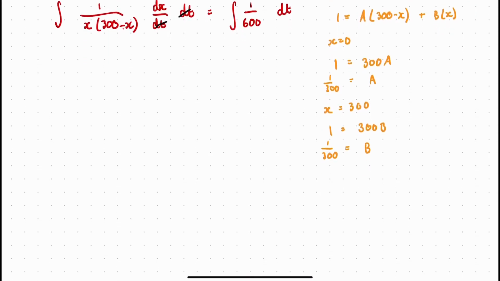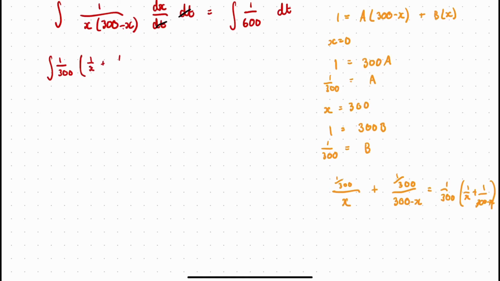So my partial fraction will be (1 over 300) over x plus (1 over 300) over 300 minus x, which can be rewritten as 1 over 300 times (1 over x plus 1 over 300 minus x). Sorry for the messiness on my right, just running out a bit of space there. Okay, so when I come back to this equation, 1 over 300, 1 over x plus 1 over 300 minus x, integrating with respect to x, is equal to the integral of 1 over 600 with respect to t.